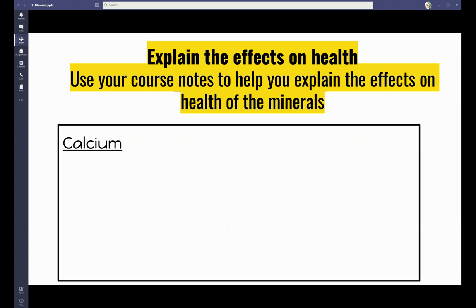Again, you are going to have a build-up of these really good useful resources for your revision. You're going to be able to use this PowerPoint and your course notes book to help you create a summary of the effects and health of calcium, sodium and iron. And this is something that you'll keep and look back on when it comes time to revise.